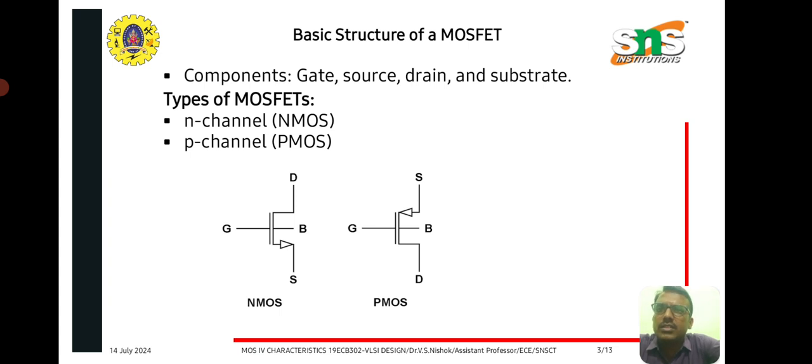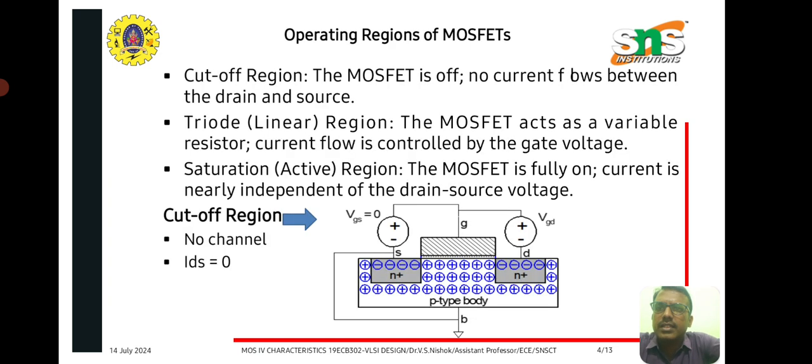Here we can see the components like gate, source, drain and substrate in the symbol of NMOS and PMOS transistors. In the symbol of NMOS transistor, the arrow mark points outward, that is, current flowing from drain to source. So that is NMOS transistor. PMOS represents the current flowing towards the transistor, that is source to drain. So the two types of MOSFET transistors are N channel, named as NMOS transistor, and P channel, named as PMOS transistor.